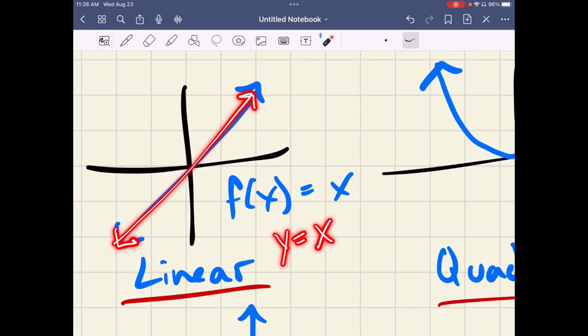Now, I can do things like say y equals negative 2x plus 2. It's still going to be a line, but it's going to look a lot different than the one we have. But the shape is still going to be the same. It's going to be a straight line.